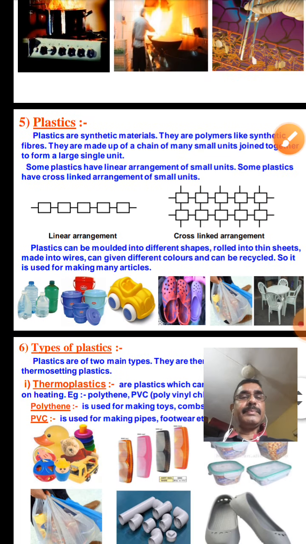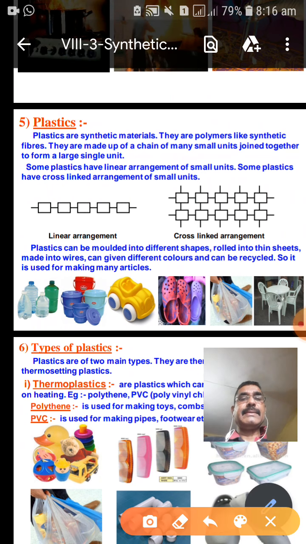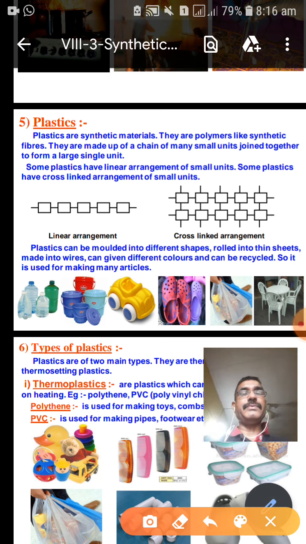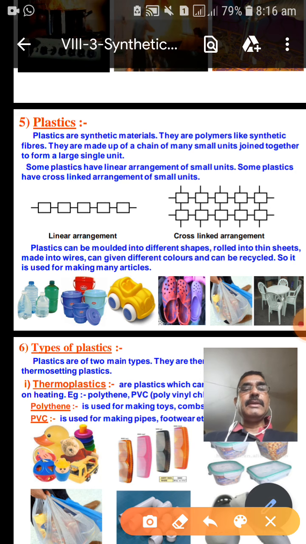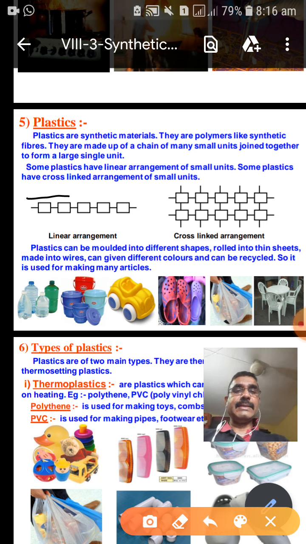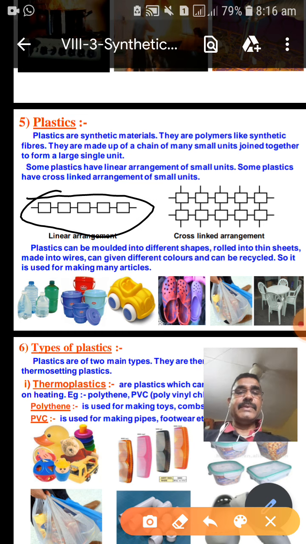Now coming to plastic. So plastics are synthetic materials. They are polymers like synthetic fibers. They are made up of a chain of many small units joined together to form a large single unit. Such plastics have linear arrangement of small units. So here you can see this is the figure showing a linear arrangement where the subunits or monomeric units are joined together end to end to form a long chain.